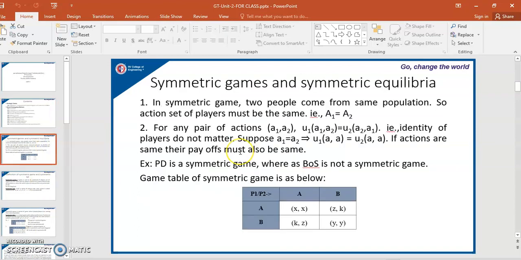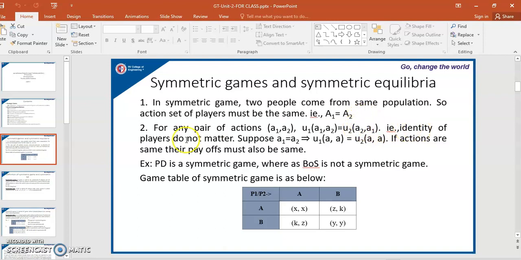So, first we will see what is a strategic game, and symmetric games and symmetric equilibria. In a symmetric game, two people come from the same population. So, the action set of the players must be the same, that is A1 equals A2, and for any pair of actions A1, A2, U1 of A1, A2 equals U2 of A2, A1. That is, the payoff to player 1 when he is playing A1 and the other player is playing A2 is equal to player 2's payoff when he is playing A2 and the other player is playing A1.